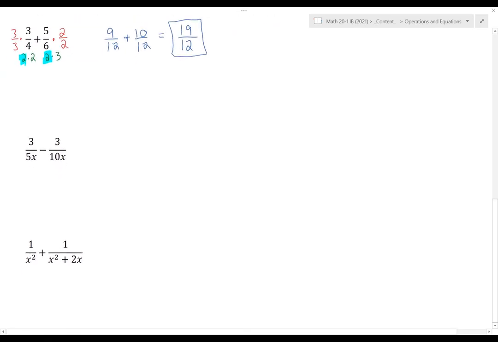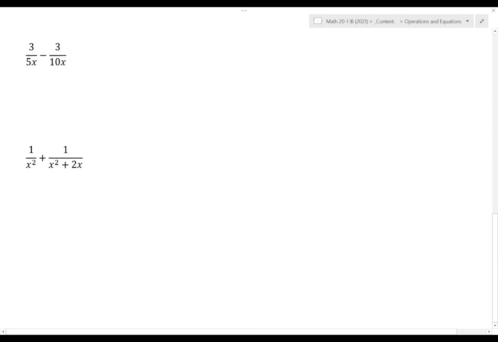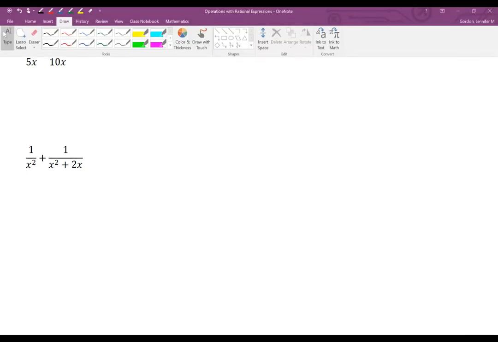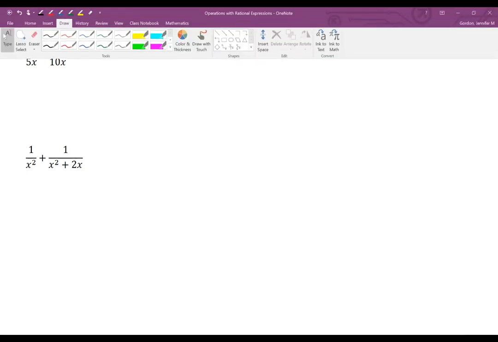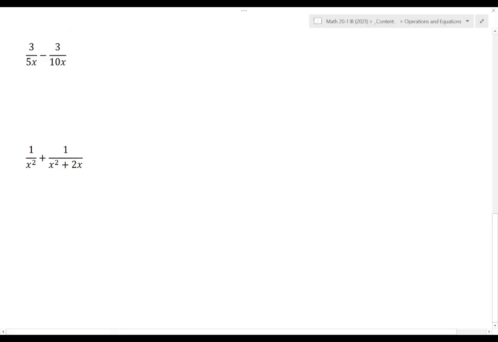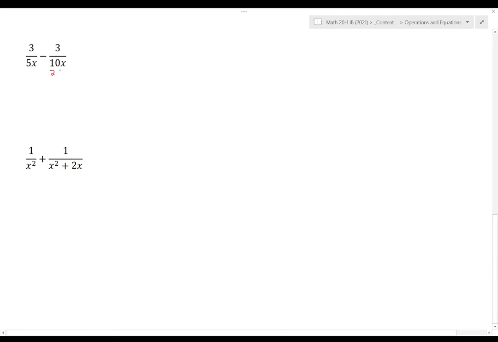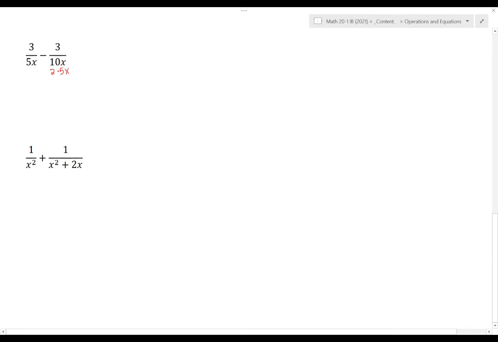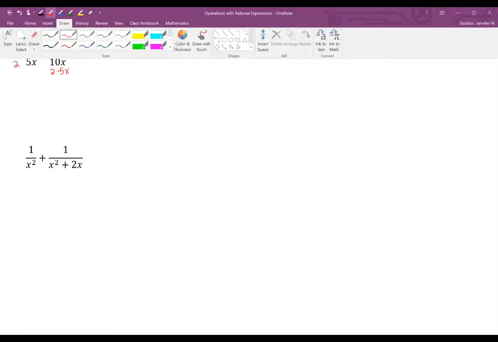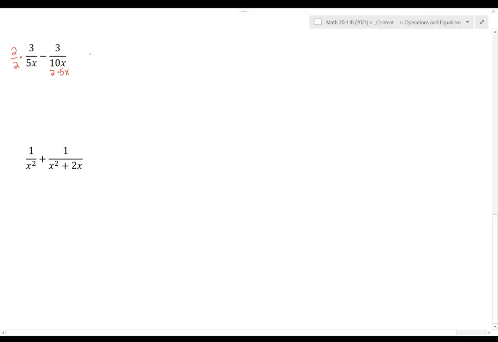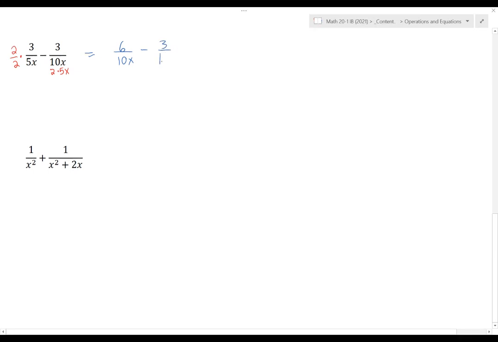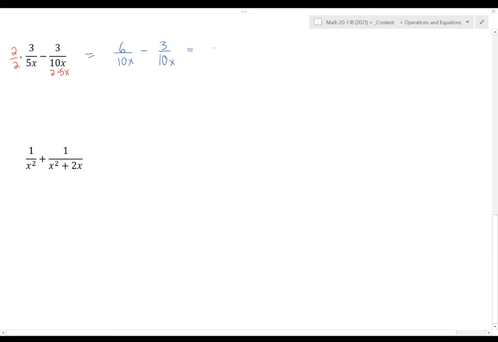So now if I look at these two rational expressions, looking at the first one, 5 and x are the two factors that I have in the first fraction. 5 is already a factor of 10, and x is already here. So this is 2 times 5 times x. So all I really need to do is multiply that first fraction by 2 over 2 to get a common denominator of 10x. So this is 6 over 10x minus 3 over 10x, which ends up being, as a final answer, 3 over 10x.